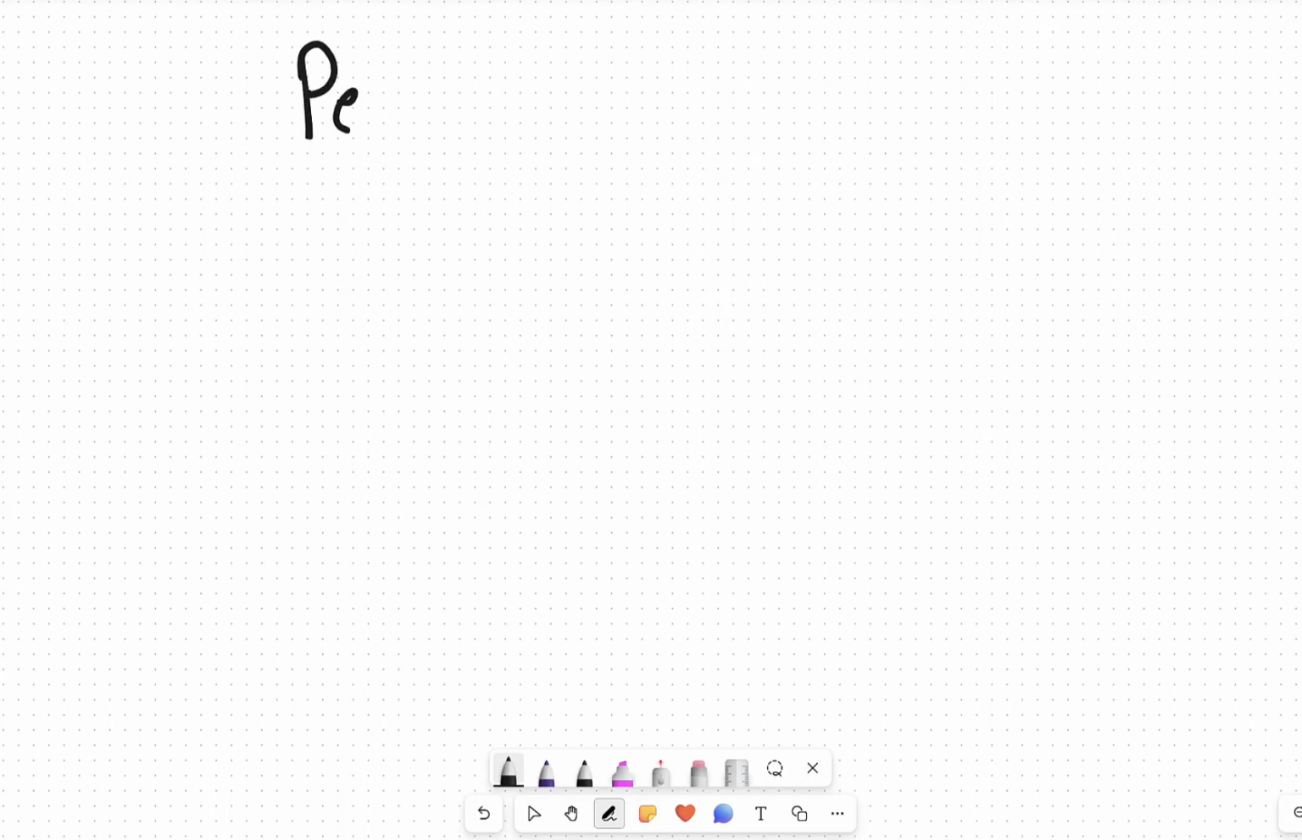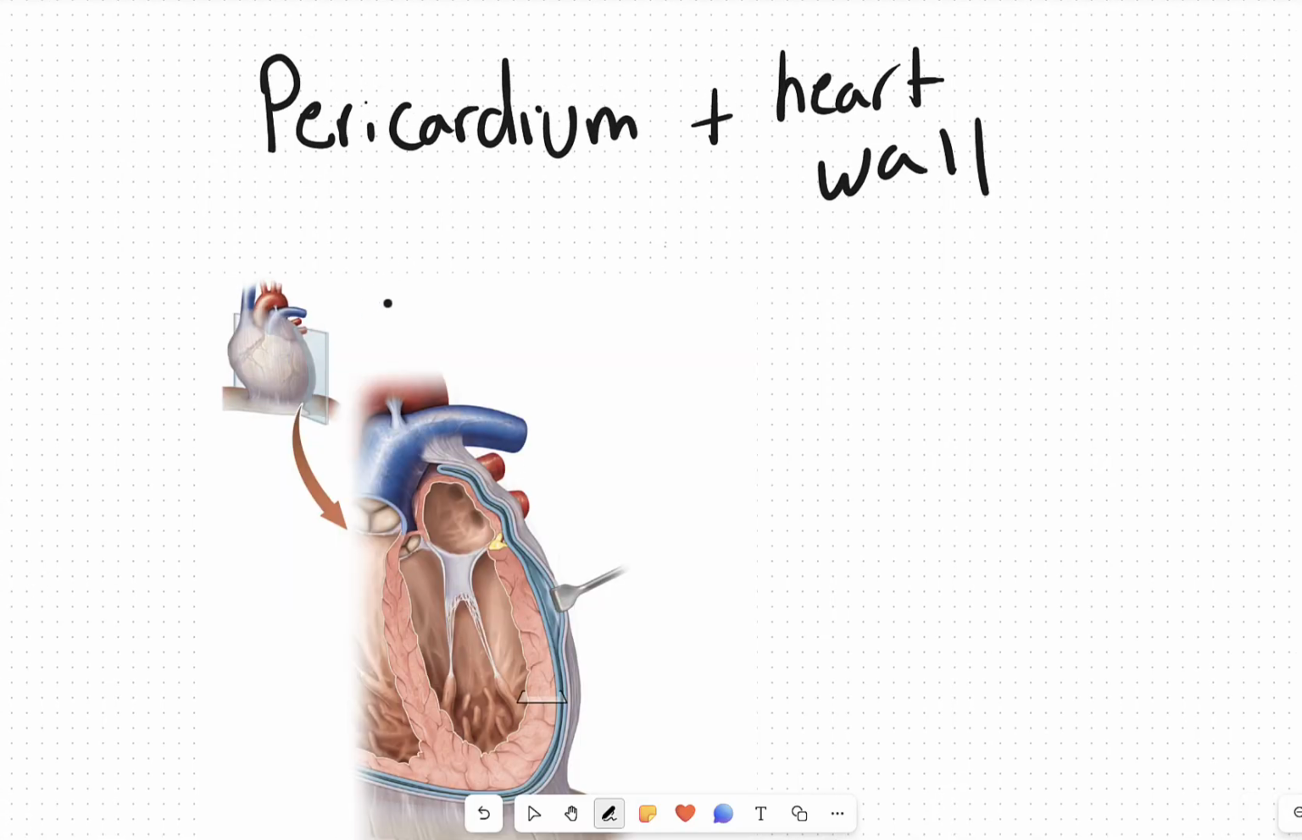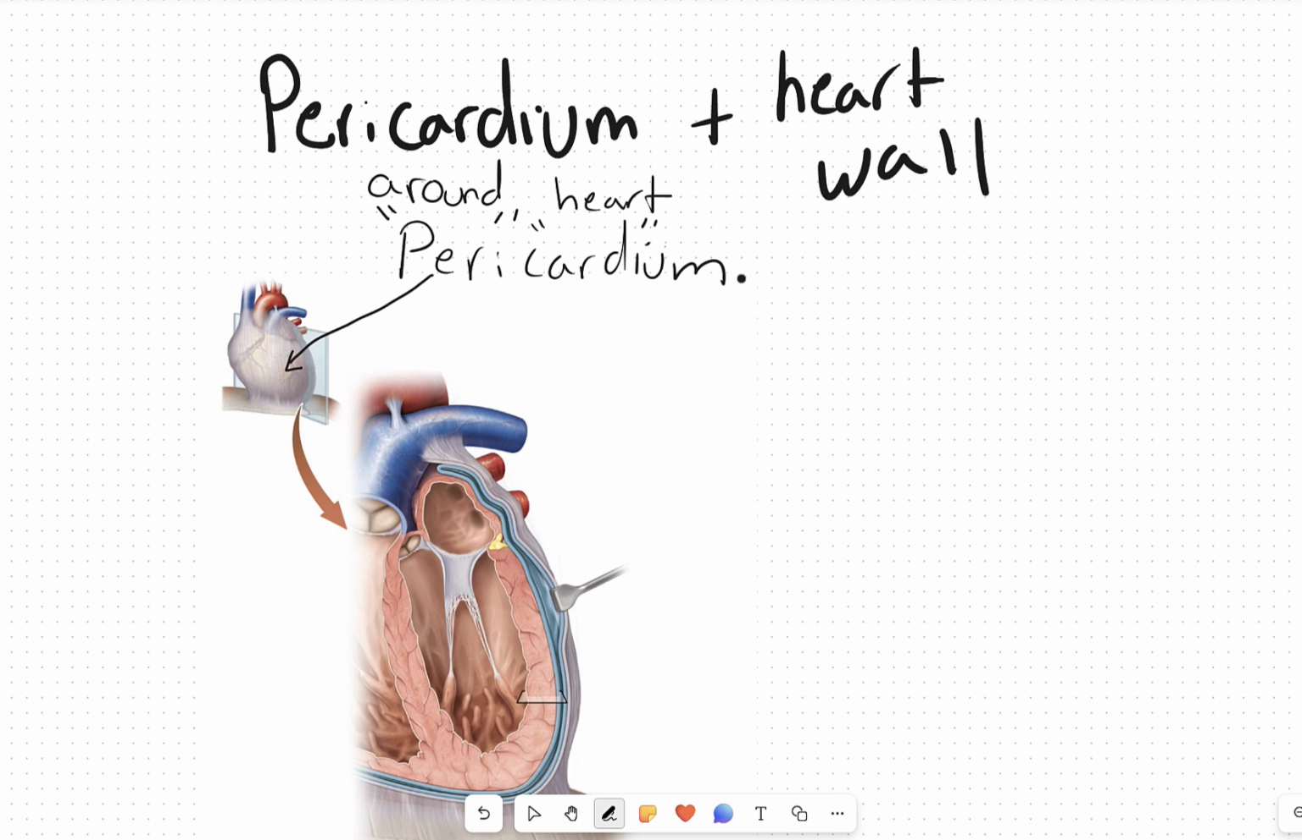Now let's look at the structure of the pericardium and the heart wall. If you were to open up the thoracic cavity to look at the heart, it would not just be openly beating inside the chest. It is surrounded by a structure called the pericardium. The pericardium is essentially a sac that surrounds the heart that's made up of two layers.